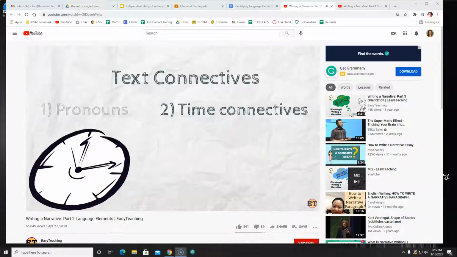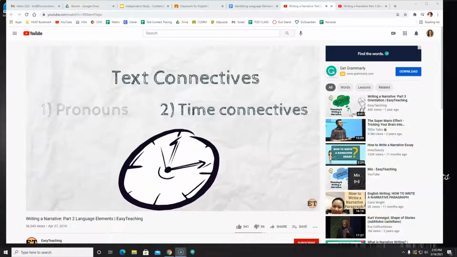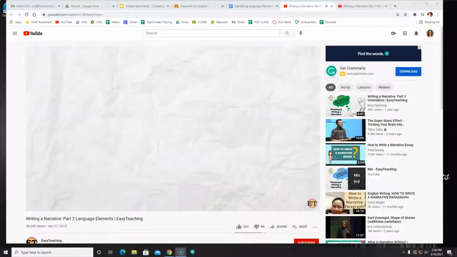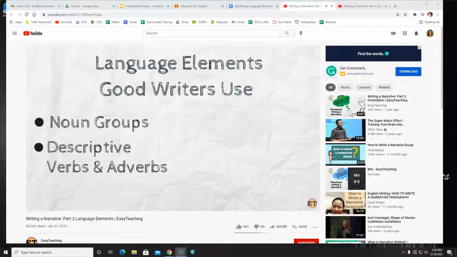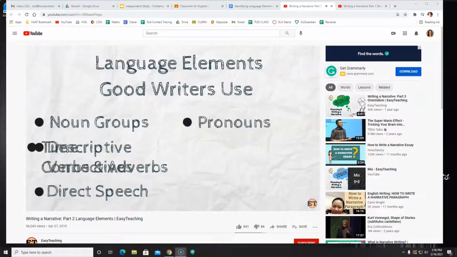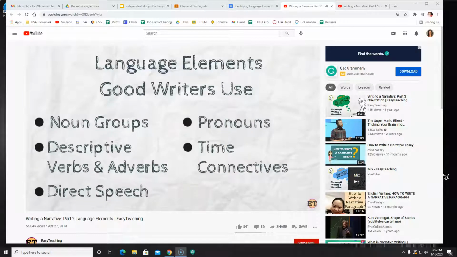Time connectives help to orient the reader and pass time in our writing. Time connectives can make days, weeks, even years go by with the stroke of a pen. Good writers use noun groups, descriptive verbs and adverbs, and direct speech to make their writing descriptive and to entertain. They use pronouns and time connectives to make their writing cohesive and flow.